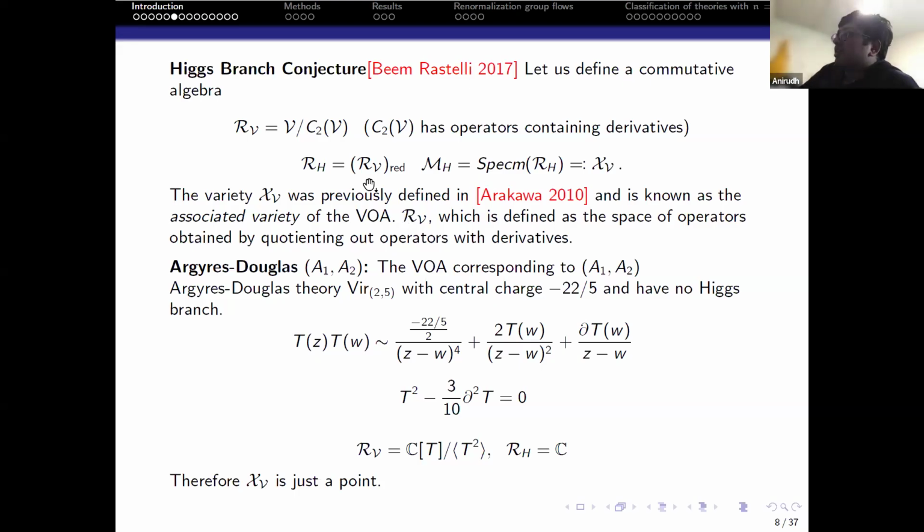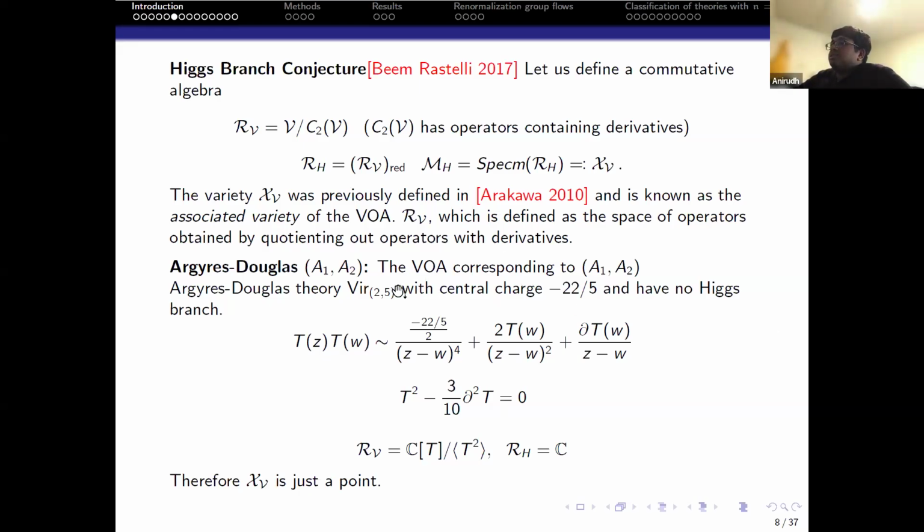And then this R_V in general is not reduced, which means it can contain objects which are nilpotent. If you quotient out the nilpotent operators, what you are left with is the Higgs chiral ring. And the spectrum of the Higgs chiral ring gives you the associated variety, which was defined by Arakawa around 2010. Okay, so I'll give an example to illustrate how it works.